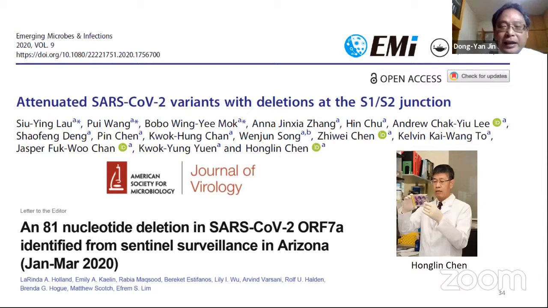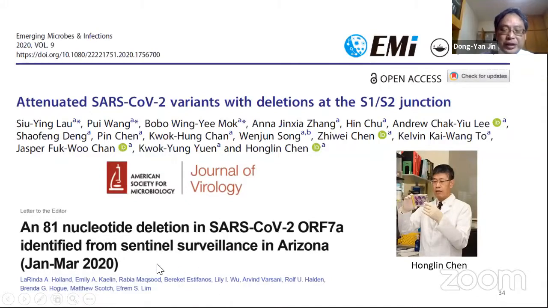So this is actually a study from my colleague Hong Ling Chen, in which they show that the junction sequence between the S1, S2, that is the so-called insert, that is not found in either a bat or pangolin viruses closely related to SARS-CoV-2, that sequence could be deleted after several passages in Vero E6 cells. And in hamster model, in cell culture, they have shown that these deletions are attenuated.